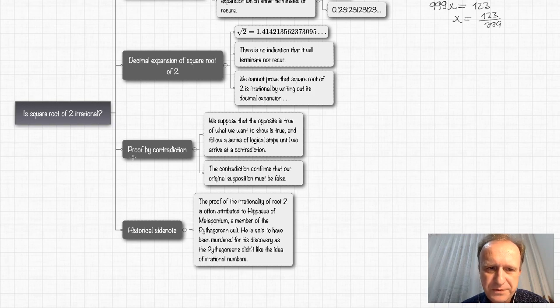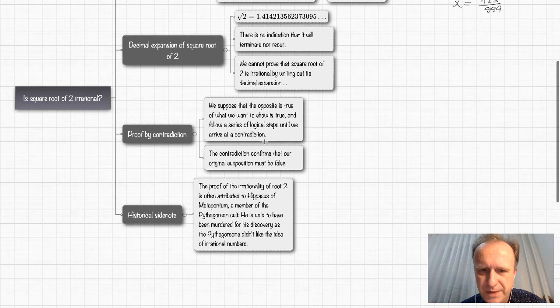It's interesting here. It's called proof by contradiction. This is used very often in mathematics and also in ordinary life, that you can run across this proof, but maybe it's hidden. Well, okay, so what is it? What's this proof? We suppose that the opposite is true of what we want to show is true, and follow a series of logical steps until we arrive at a contradiction. Contradiction in Slovak it's spor, a ten dôkaz sa volá dôkaz sporom. So we suppose the opposite of what we want to prove and try to arrive at a contradiction. And this means the contradiction confirms that our original supposition must be false, because only false suppositions can lead to contradictions.